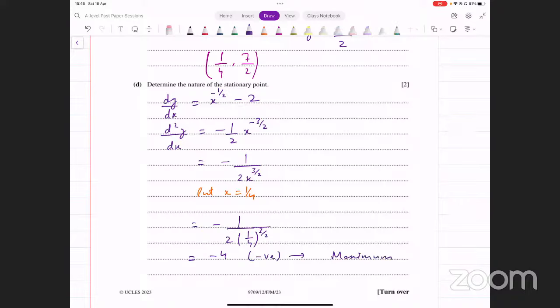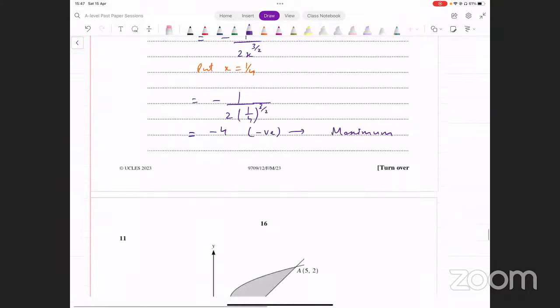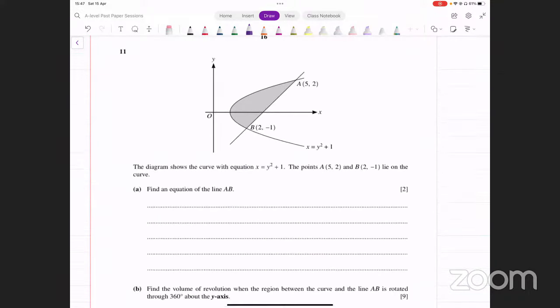ठीक है, so that was a pretty standard question. इस तरह आपने बहुत सारे question practice किए होंगे, topical papers maybe. That was question number 10. Let's move on and do question number 11. This is now most likely on integration. Question number 11 from this paper now.